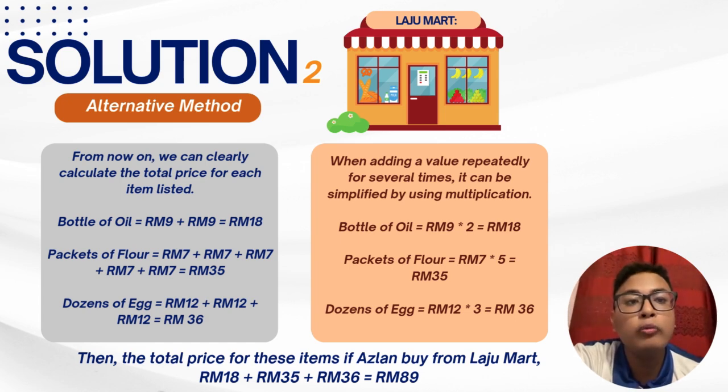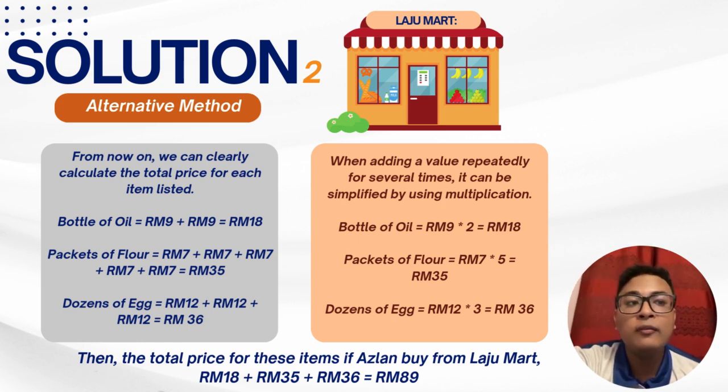So from now on, we can clearly calculate the total price of each item listed. For the bottle of oil, we have 2, so 9 plus 9 equals 18. The packet of flour, 7 plus 7 plus 7 plus 7 plus 7 equals 35 ringgit, and the dozen of eggs is 12 plus 12 plus 12 equals 36.